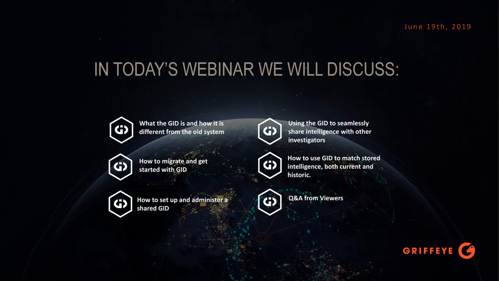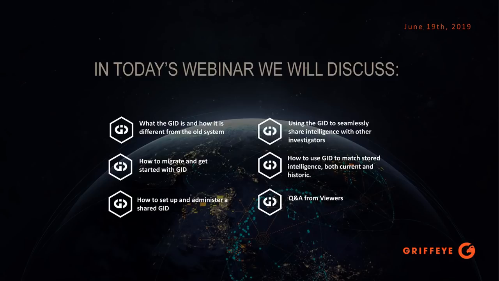So now the system allows you to share your database or your intelligence loaded database with literally anybody in the world who has an internet connection that you can share with and has the ability to run a GID themselves. We're also going to talk about how to seamlessly share intelligence with other investigators, how you can basically set up a shared GID, give access to anybody you'd like. And then we're going to talk about how to match the intelligence within your case. So if you're running a case, we can talk about the differences within the application that you'll see, some of the minor differences. And then, of course, any questions you may have about the GID.